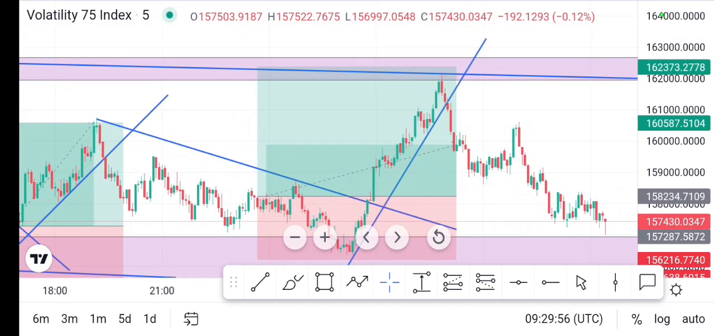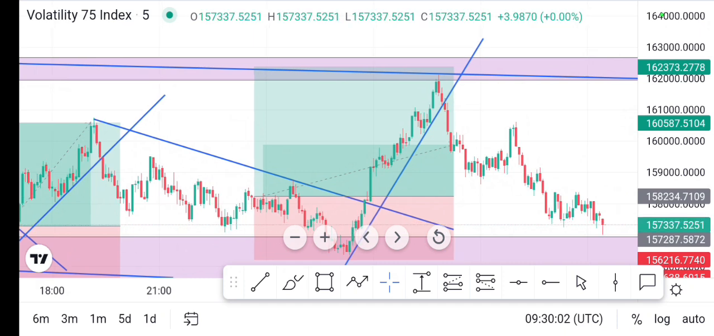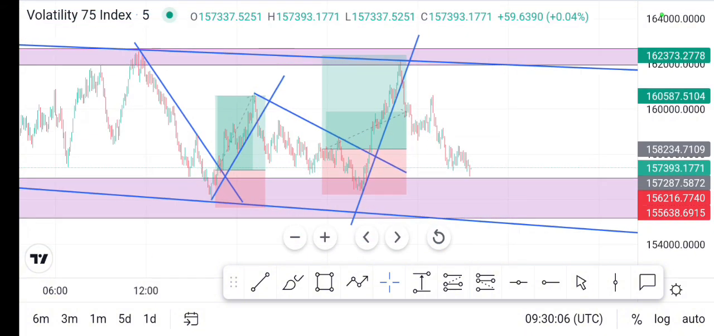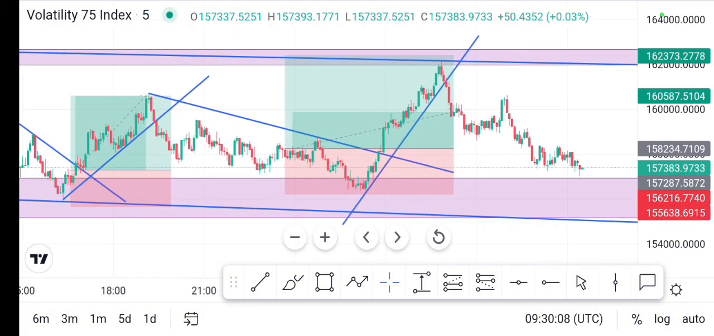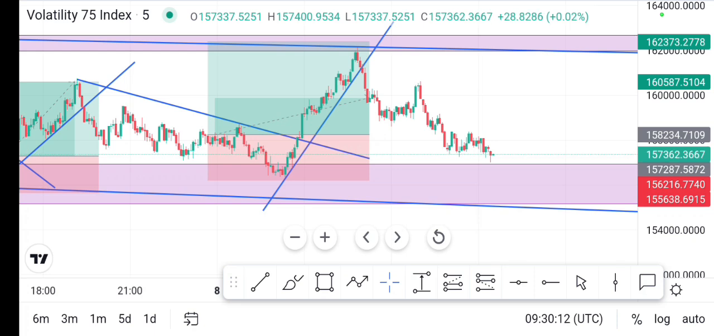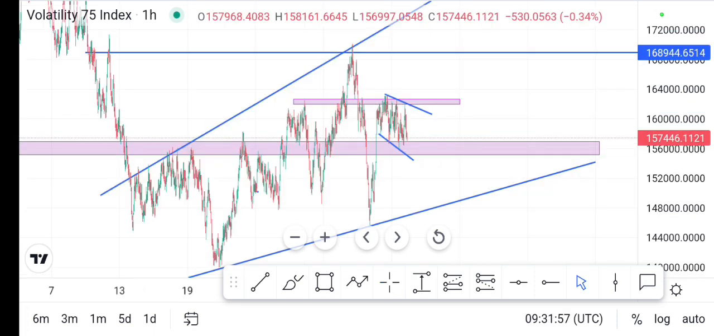You can see that if you take one-on-one on a ranging market, you lose one, you gain one. There you can try to make some money on a ranging market. You take 1 to 1, but 1 to 2 is very hard to get as well. That is all I have for you today.